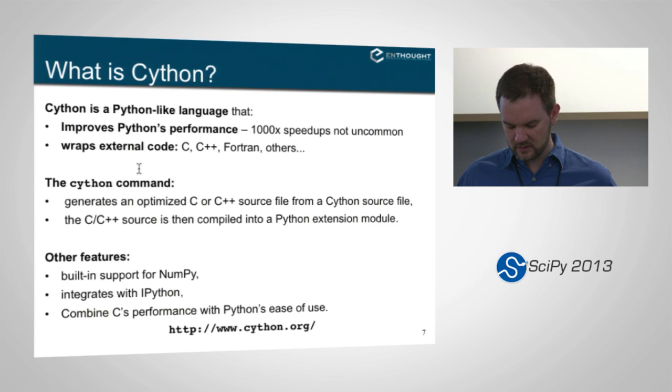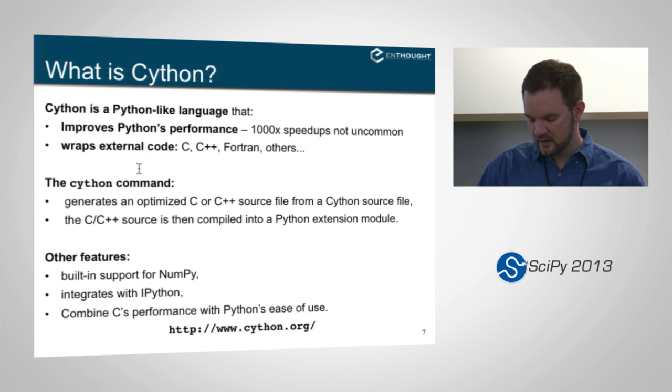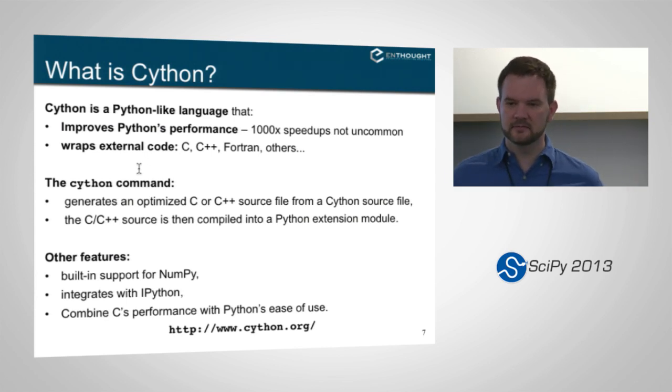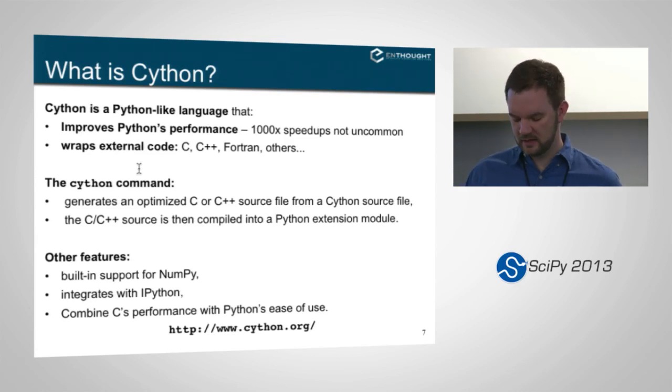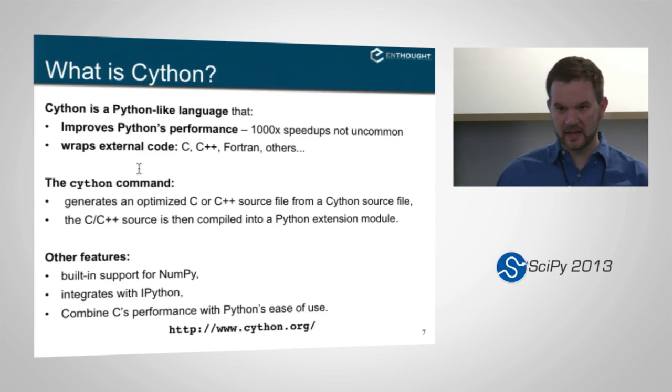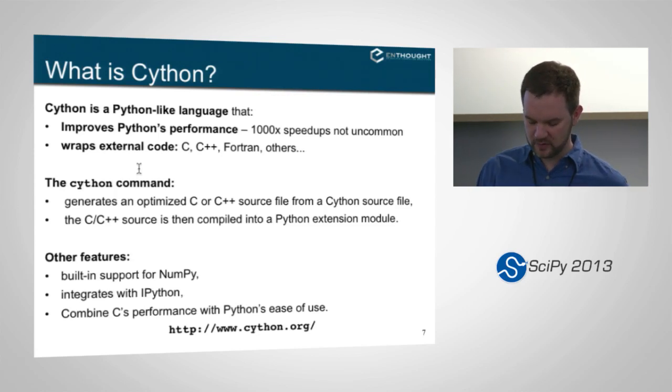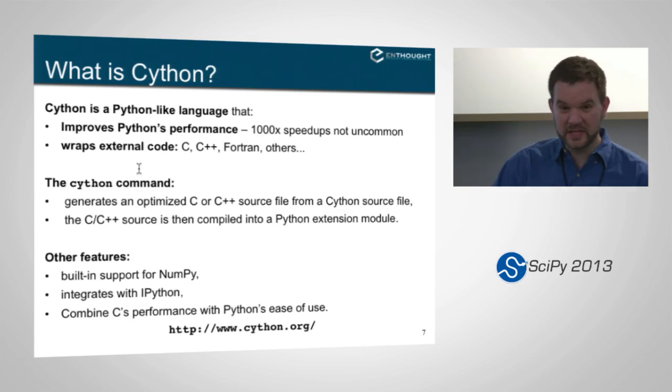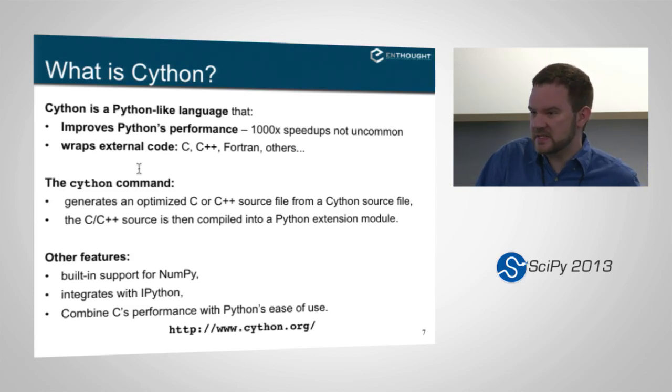Some other big features that are good to point out about Cython: it has built-in support for NumPy. There are a lot of numeric users of Cython, so they paid a lot of attention to it, and Cython has first-class support for working with NumPy arrays. It integrates with IPython, which we'll see in just a few slides. And the whole idea, the whole name of Cython, is combining C with Python, in a very fluid, very flexible way.